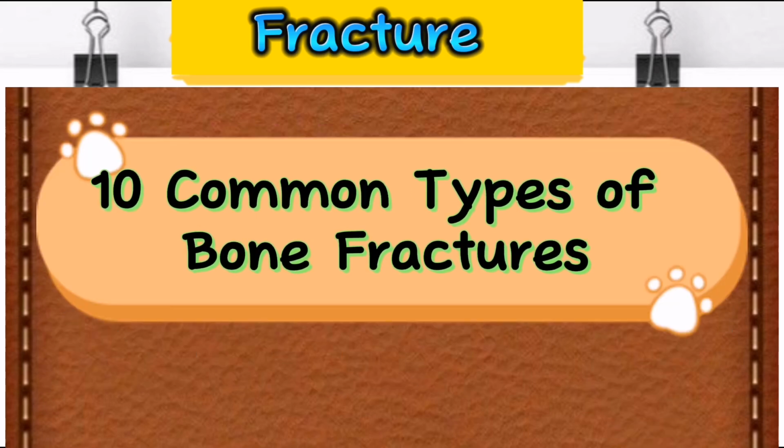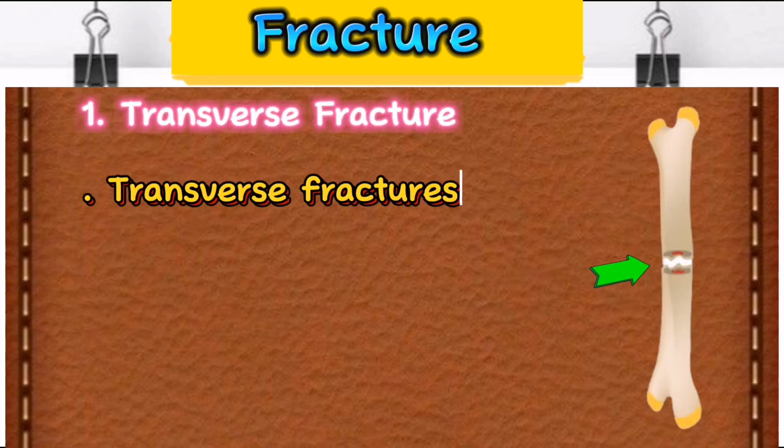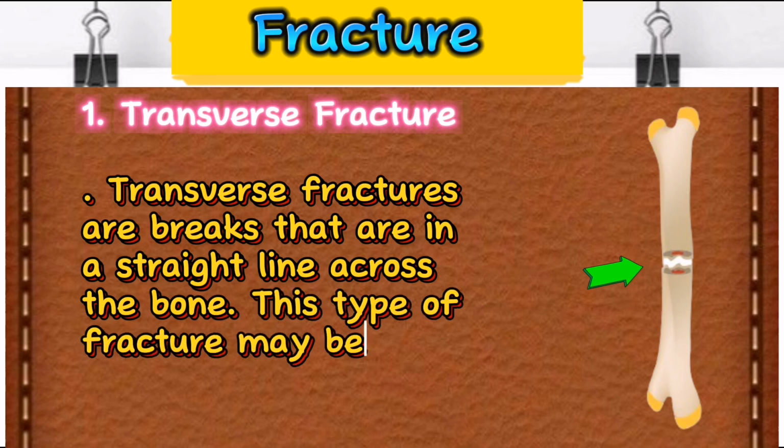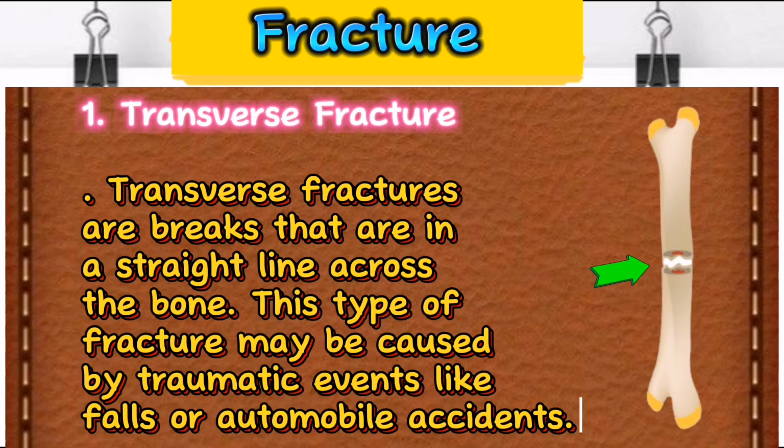10 common types of bone fractures. 1. Transverse fracture. Transverse fractures are breaks that are in a straight line across the bone. This type of fracture may be caused by traumatic events like falls or automobile accidents.